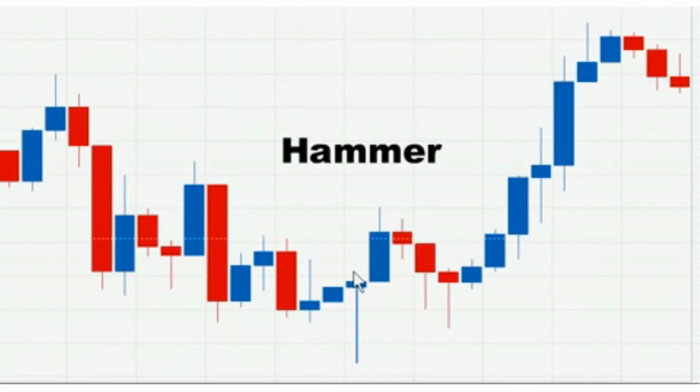There should be no upper shadow or a very small upper shadow, and the longer the lower shadow, the more powerful the reversal signal. The candle following the hammer candle needs to confirm the hammer signal with a strong bullish move.